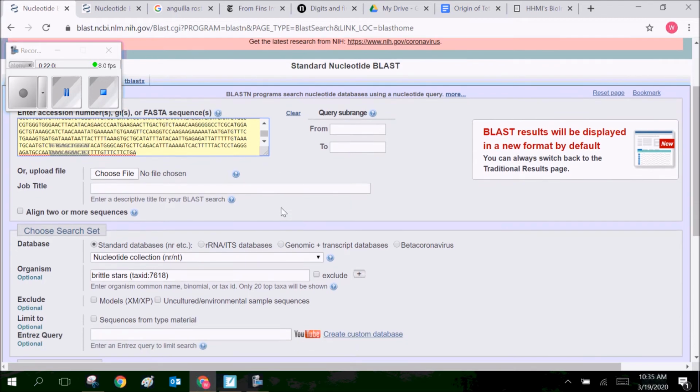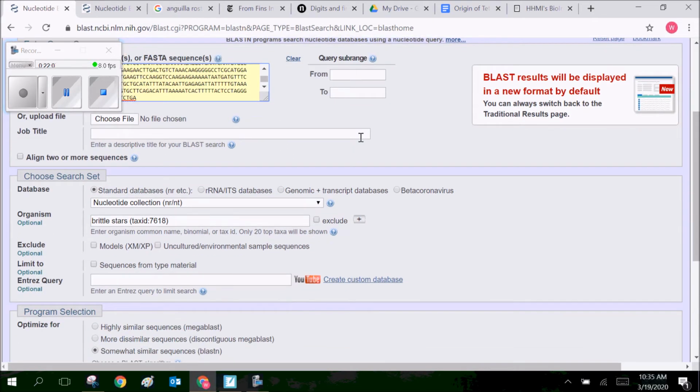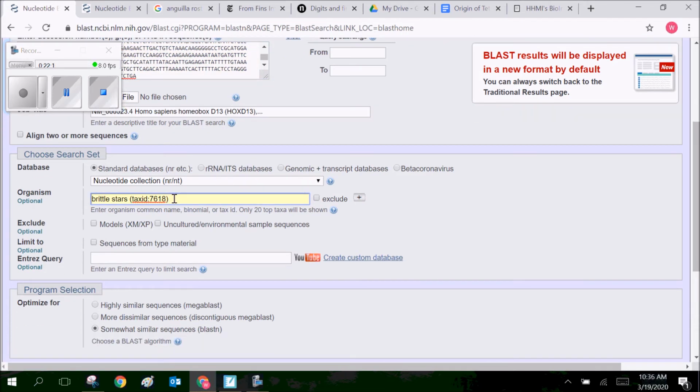Okay, now, you can kind of ignore most of this stuff. You can ignore all this. You just want to paste that sequence in. But the one thing I do want to come down to right here is this organism box. So we want to compare this sequence to a bunch of different organisms to see which organisms are most closely related to us. Is it fish, like Neil Shubin said, or is it something else? And so we're going to go ahead and do that.